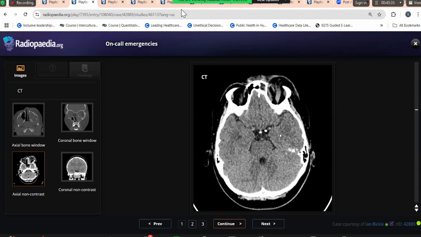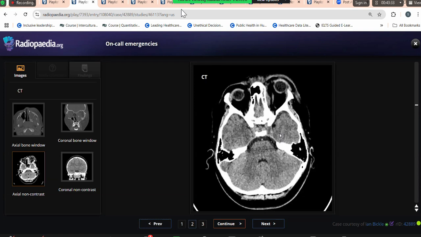In this case, my primary differential is an infective etiology that has started from the paranasal sinuses, and there is possibly a breach of the lamina papyracea, and the infection has caused a subperiosteal abscess in the left orbit.